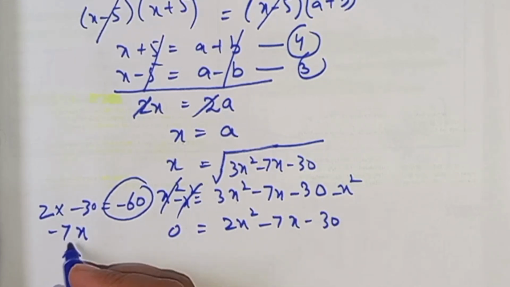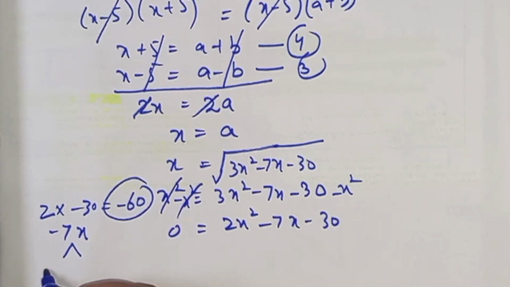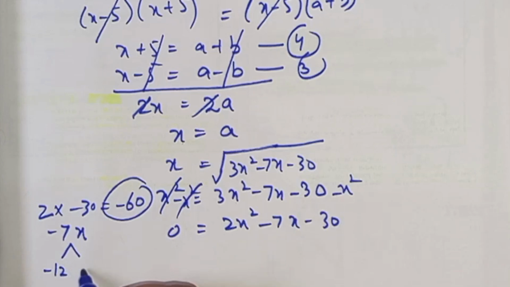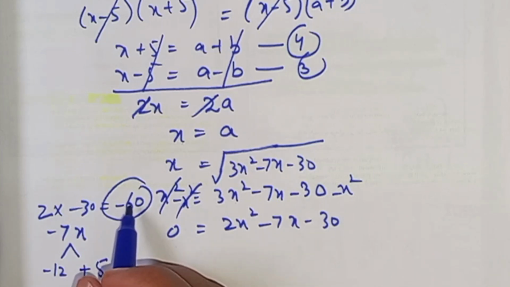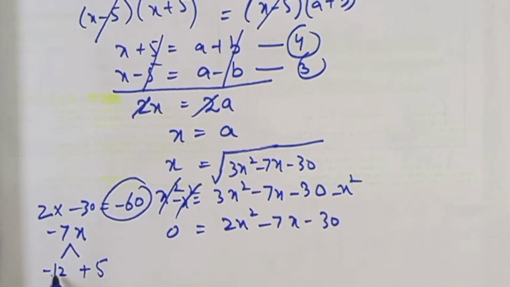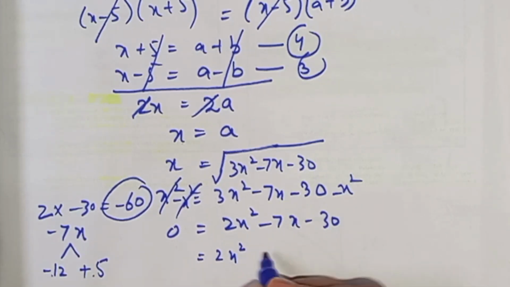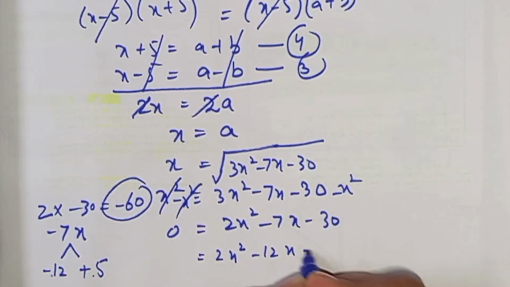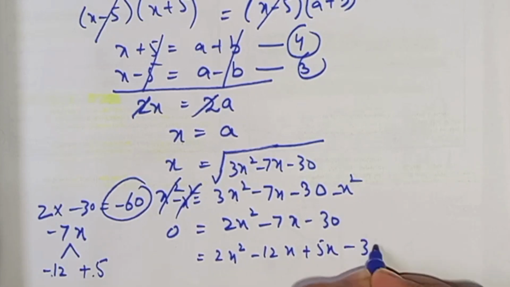So we write this minus 7x as minus 12x and 5x. If we multiply minus 12 by 5, then we get minus 60, and if we add minus 12 plus 5, then we get minus 7. So we write this as 2x² minus 12x plus 5x minus 30.